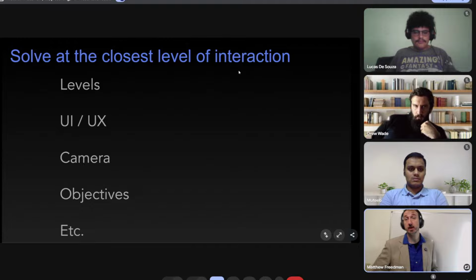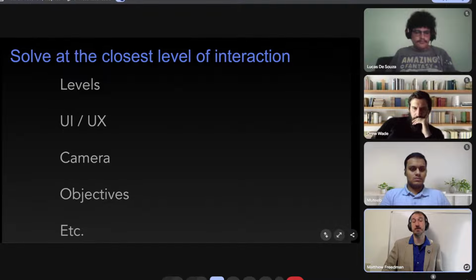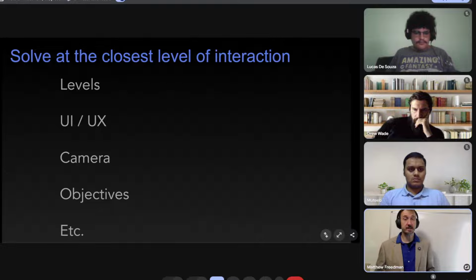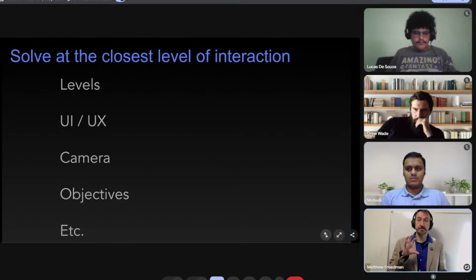Okay, so solving at the closest level of interaction. For example, if players are finding a level confusing, solve it at the area that they actually find confusing. For UI, UX, if it's not clear how a button works, make the function of that button more clear. Camera, if you're constantly having issues with the camera being obstructed, perhaps it isn't a specific part of the level, perhaps it's a wider ranging issue, solve that problem with the camera getting obstructed.